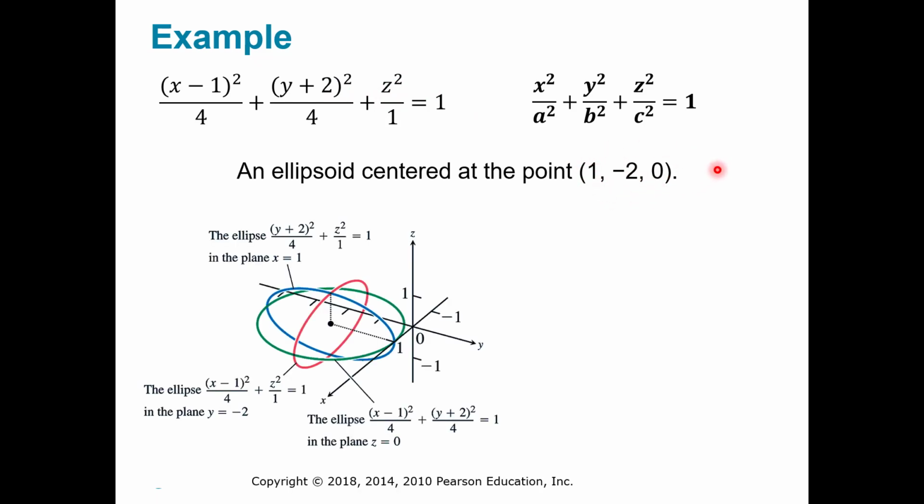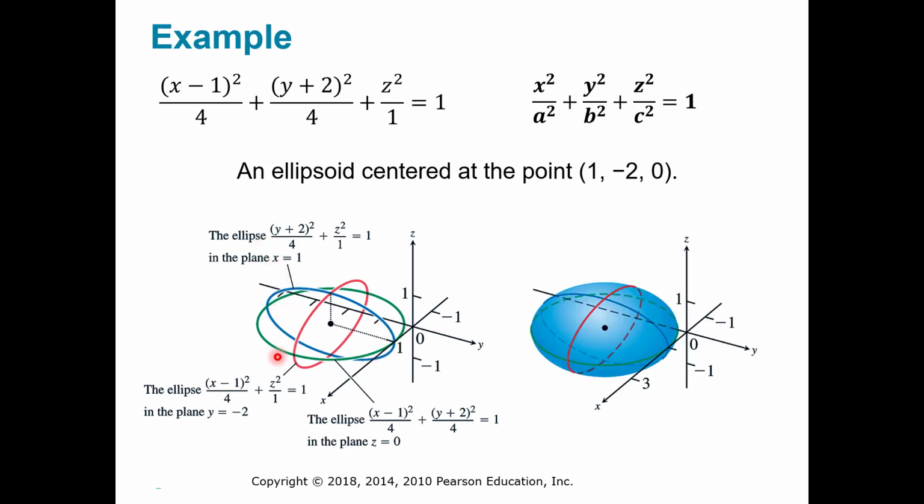And then here's what it would look like if you start to draw it. You would have 3 ellipses in the different planes. So you have an ellipse in, let's go xy down here first. In the xy plane, when z is 0, that would be this green one right here. The ellipse in the xz plane would be this red one, and then the ellipse in the YZ plane would be the blue one. And so if you put this all together, it actually looks like this.